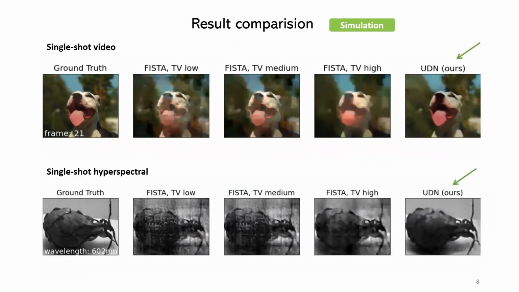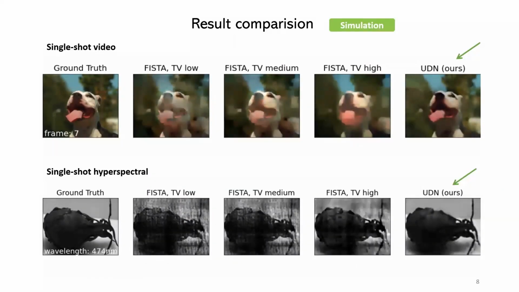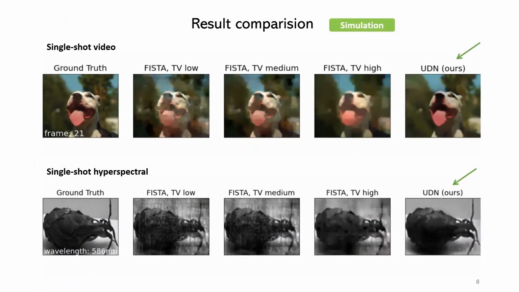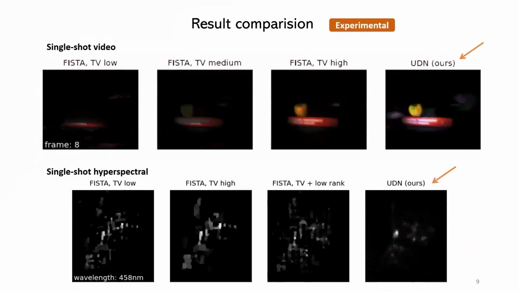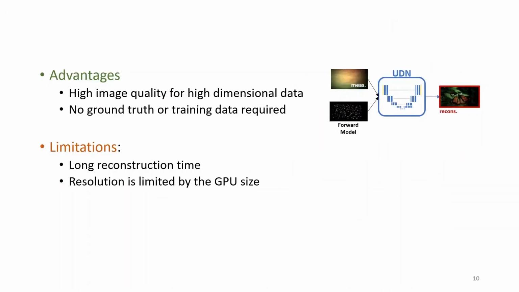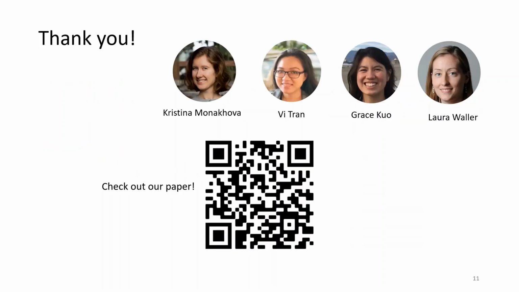In simulation, compared to other model-based methods, our method produces sharper images, fewer artifacts, and better perceptual image quality. With experimental data, our method achieves better image quality in both applications. To conclude, we propose an unsupervised deep network that produces high image quality without any training data. Our approach is limited by the long reconstruction time and the recovery resolution limited by the GPU size. Thank you for your attention.